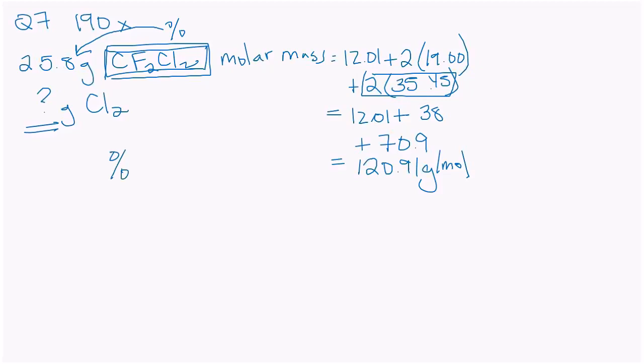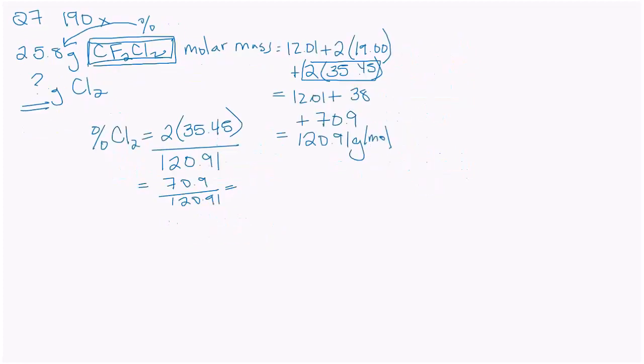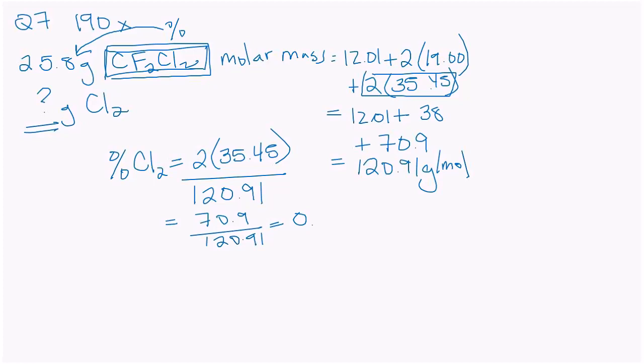So my percent composition of Cl2 is going to be 2 times the molar mass of chlorine over the total mass of the compound. So I get 2 times 35.45, which I already did, is 70.9, over 120.91. So 70.9 divided by 120.91 is going to give me my decimal of 0.586, and then I'm going to multiply it by 100 so that I get my percent, which is 58.6%. So that means that chlorine is 58.6% of this compound. How does that sound?